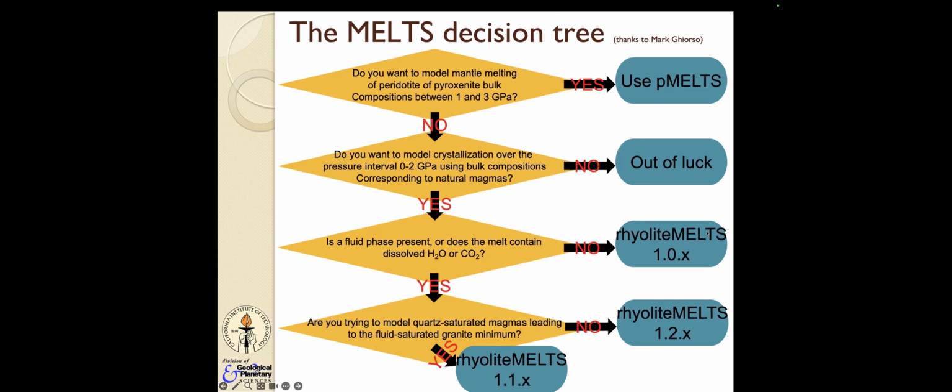Assuming you do have a problem that is appropriate to MELTS, you go down to the third diamond here. Is a fluid phase present, or does the melt contain dissolved water or CO2? If no, then you can use Rhyolite-MELTS 1.0. If yes, then are you trying to specifically model quartz-saturated magmas that evolved to the fluid-saturated granite minimum? If yes, Rhyolite-MELTS 1.1. If no, which is every other system that has CO2, basaltic systems, alkaline systems, then Rhyolite-MELTS 1.2 is the model of choice. Now let me explain why the chart works this way.